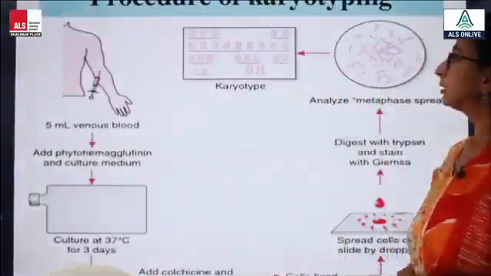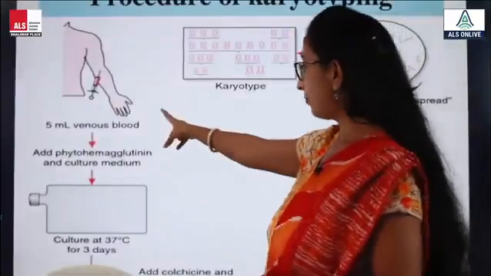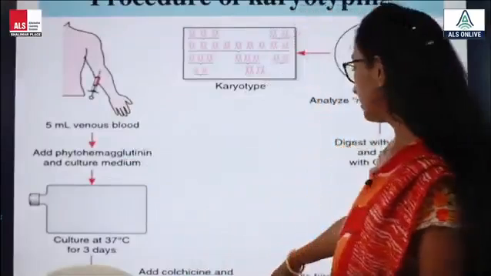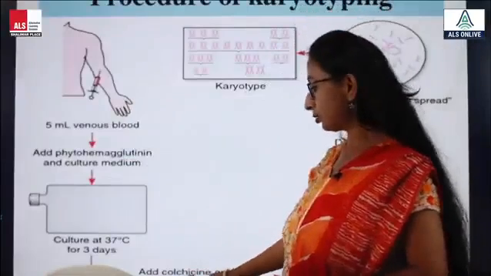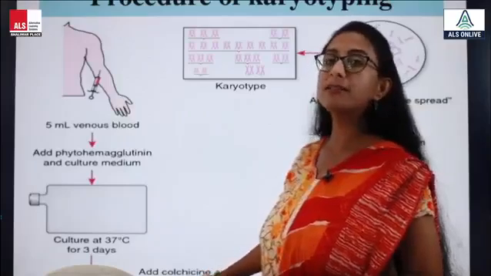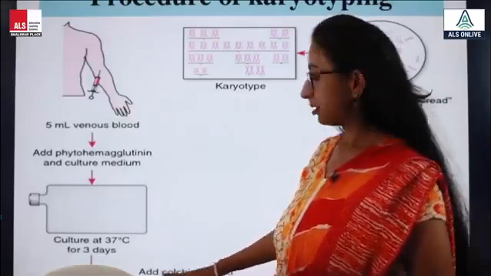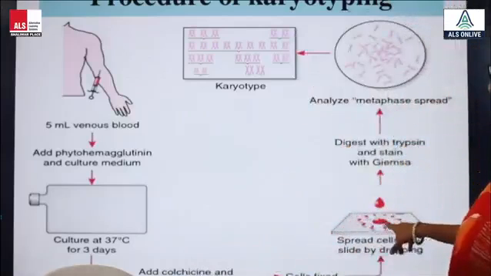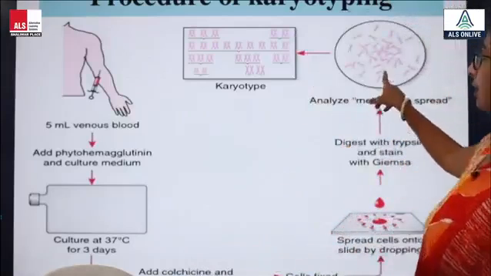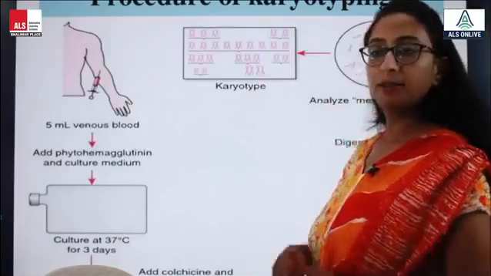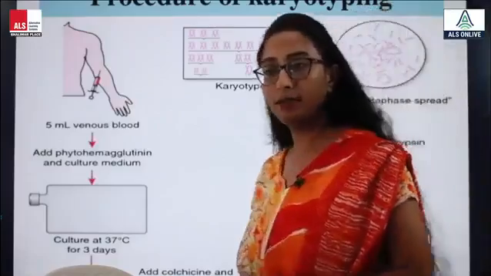Okay, so again here you can see how the sample is taken. It is cultured in the lab. See, again colchicine is added. So what is colchicine? Colchicine is a component which arrests the cell division. Okay, so we'll speak about that later. And the cells are fixed on the slide, and then we observe it under the microscope, and finally we make the karyotype chart. Got it?